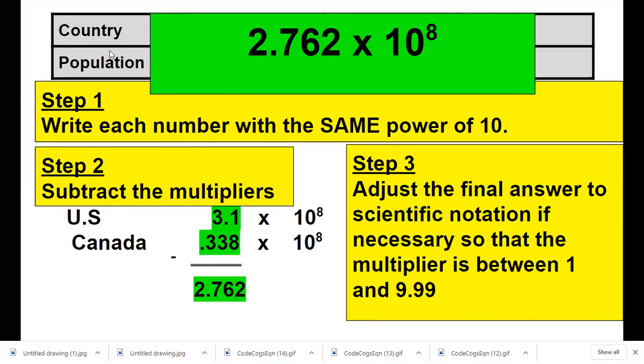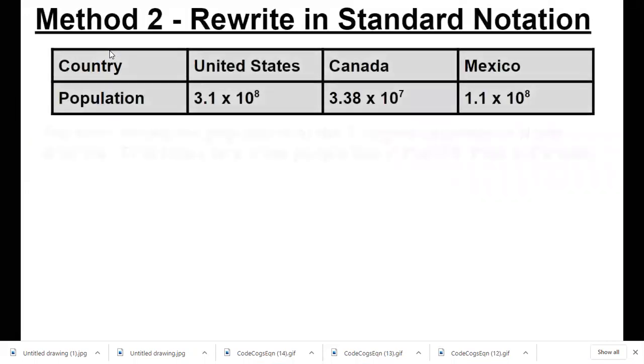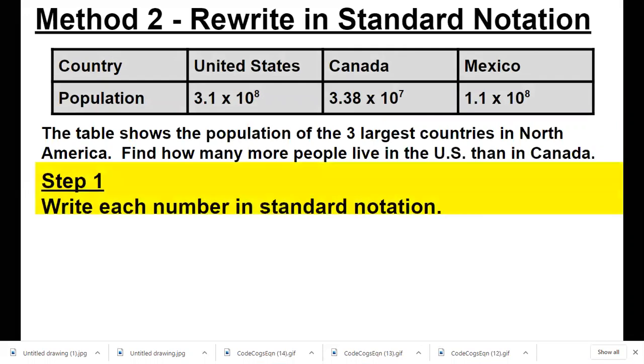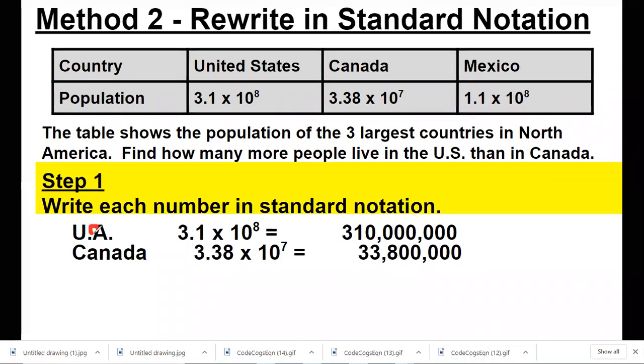So there it is. Method 2, we're going to write them in standard notation first. So write each number in standard notation. Canada is 33,800,000 and the US is 310 million. And I have the word UA. I just noticed, that should say USA. There we go. Fixed it.